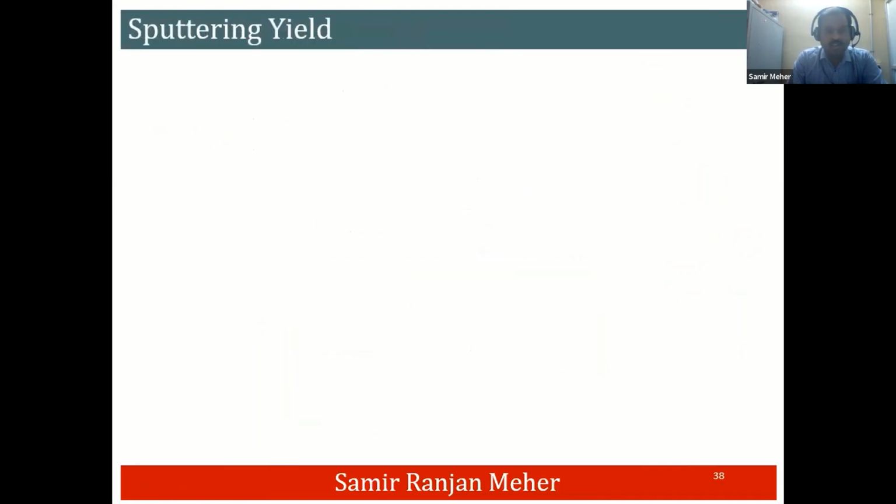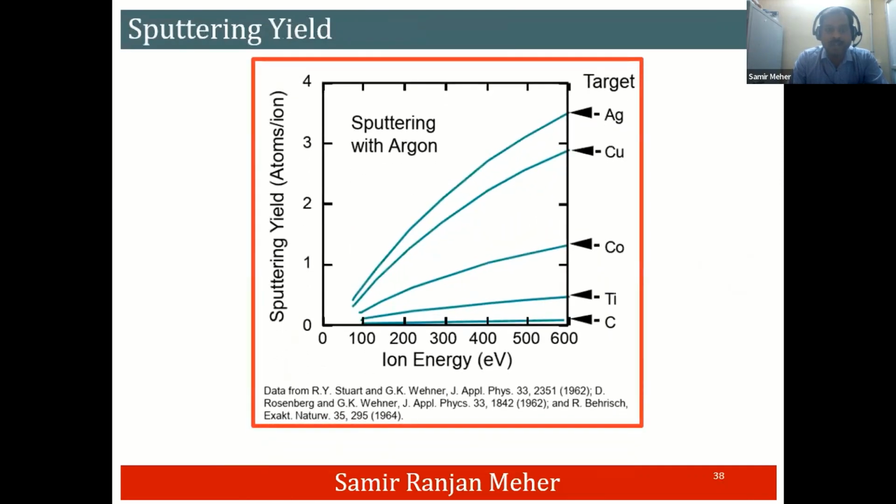Another important characteristic for the sputtering is the sputtering yield. Not all the materials have the same sputtering yield. Sputtering yield means the number of atoms that will be ejected out of the target surface when one ion strikes the target. Here we can see, for example, for silver and copper, the sputtering yield is very high, whereas for titanium or carbon, the sputtering yield is very low. So depending on the sputtering yield with respect to a particular sputtering gas, we should be deciding the deposition time.